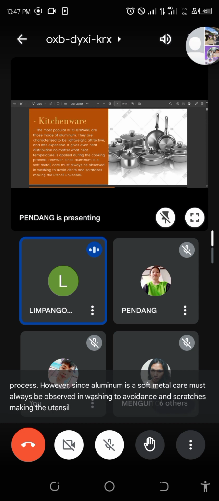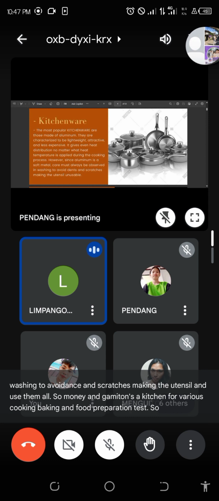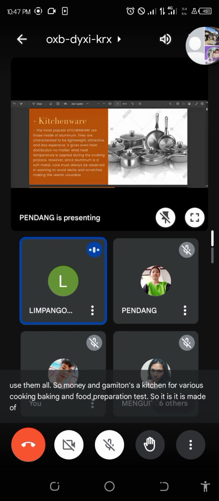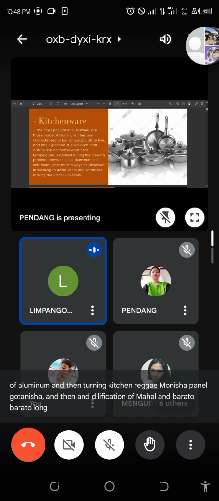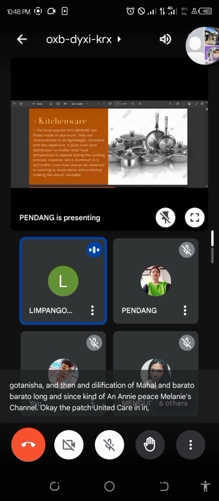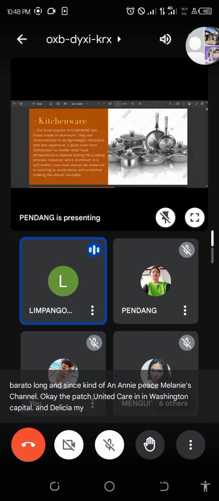the utensil unusable. So, this is what we use in the kitchen for various cooking, baking, and food preparation tasks. So, it is made of aluminum, and it is lightweight, and it is not expensive, just cheap. And since it is a thin metal, we should take care in washing so that it will not get scratches and we can still use it. Next, please.